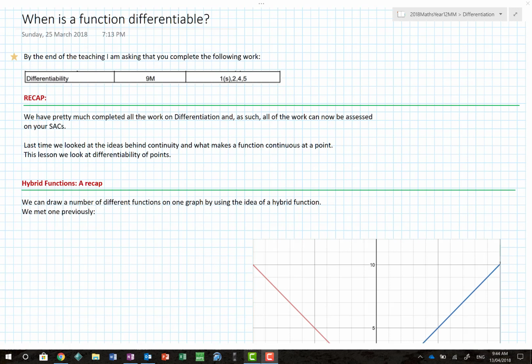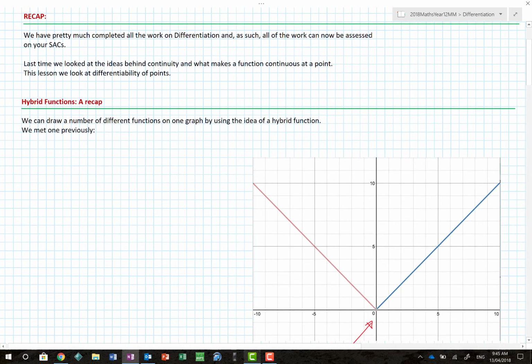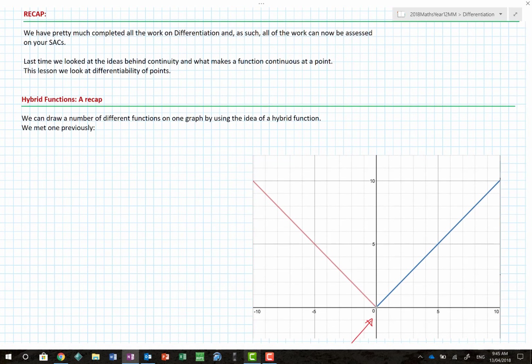Not. Okie dokie. Hi guys, welcome to this lesson today on differentiability, or when is a function differentiable? And we've actually already touched on this in a previous lesson or video. So a recap is always a good way to start. If you've pretty much completed all the work in differentiation as such, all work can now be assessed on your SAC. How exciting is that?